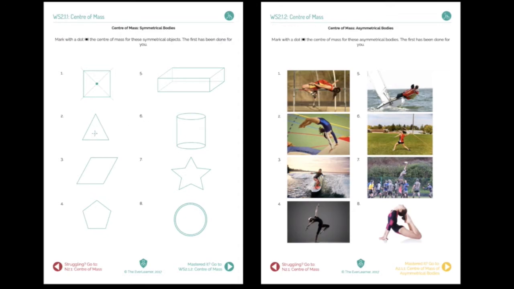So this one's going to be somewhere in here. This one's going to be somewhere in here. This one's going to be somewhere in here. You might literally be drawing a sort of a straight line to find that point. This one's going to be somewhere in here because you're drawing that line to find the point. This one's going to be in here because it's uniform. This one is going to be somewhere in here, and you get the idea. Those uniform objects are fairly easy. Now, this is where it gets a little bit harder because you've got the same activity now with asymmetrical bodies.